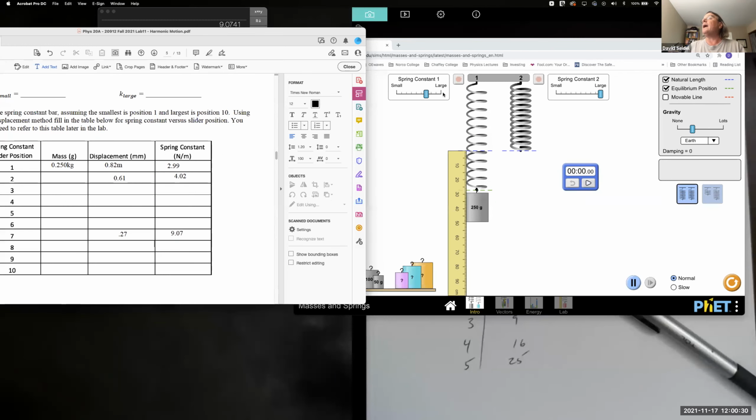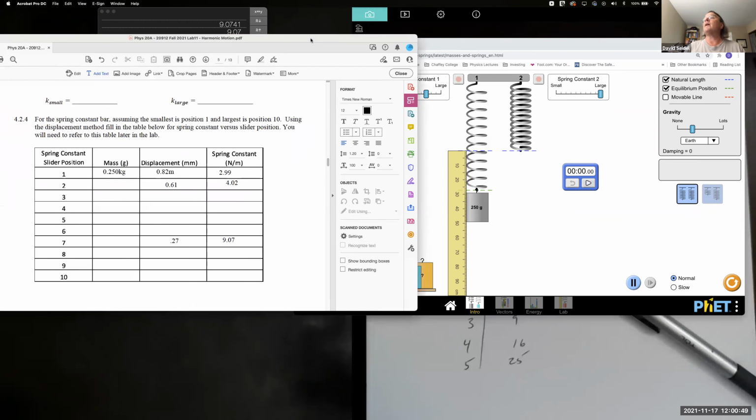So I have a variable spring constant that has a knob on it. That knob has absolute positions. I need to calibrate that knob. That's your job in here, is to do calibration. That is a common thing to need to do in a laboratory environment.